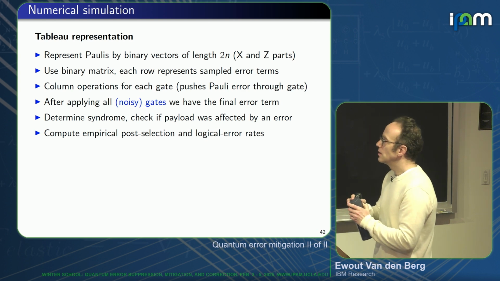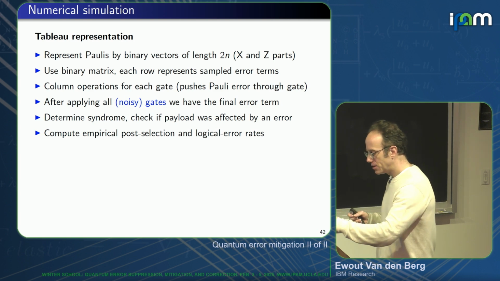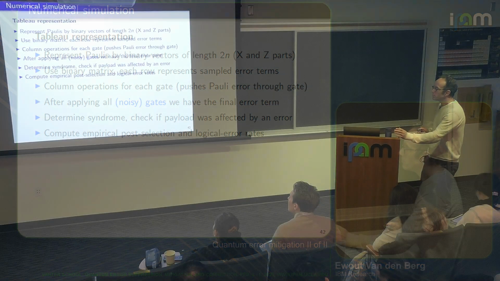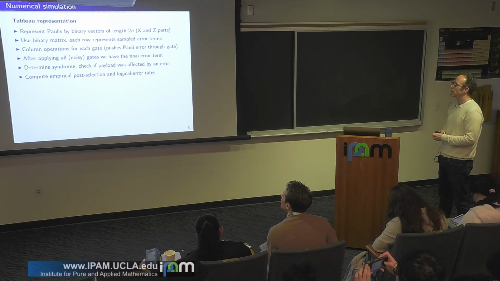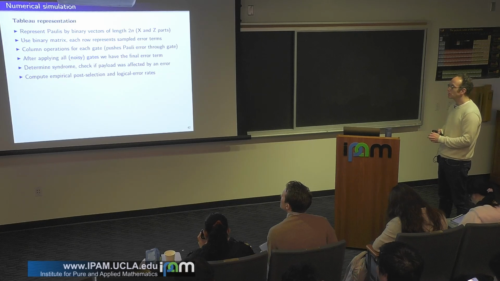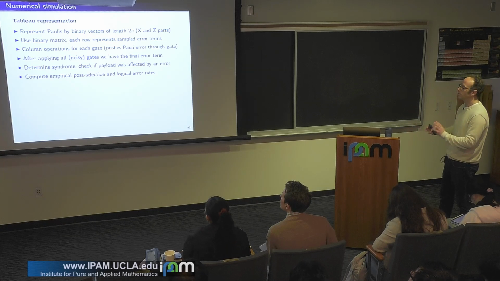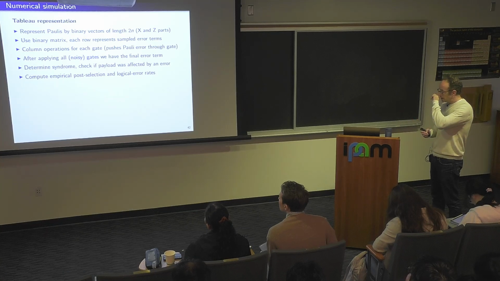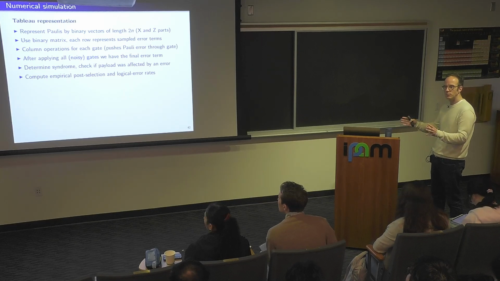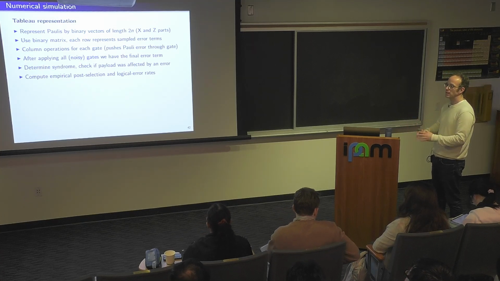Okay, so let's just do a numerical simulation, right? These are Clifford circuits, so we can represent Paulis by binary vectors of length 2n. You have an x component and a z component, and if you have x and z, you have a y Pauli. If you have neither x nor z, you have identity, etc. Then you can represent your state with some binary matrix. And actually, we use the same formalism to propagate errors. So every row in this matrix will represent a sampled error.